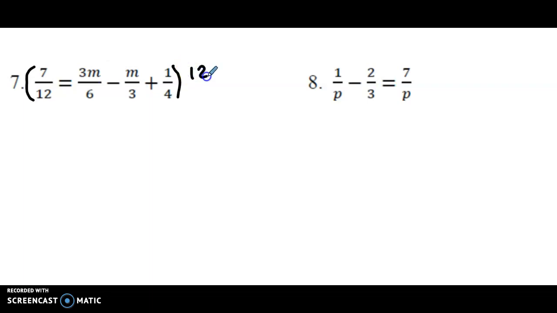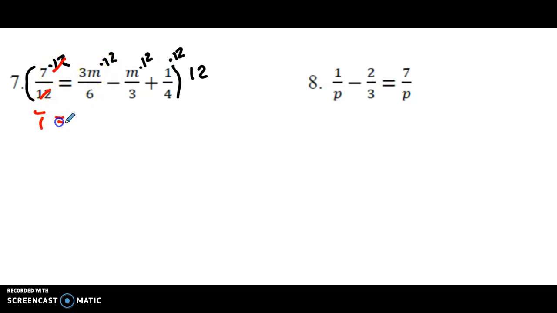So what I'm going to do is multiply this entire equation, each part of it, by 12. So 7 times 12, 3m times 12, negative m times 12, and 1 times 12. And the reason that we use the LCD is because things are going to cancel in the multiplication process. The denominators will all then go into that LCD. So 12 divided by 12, they actually cancel each other out, leaving just 7 with no denominator.